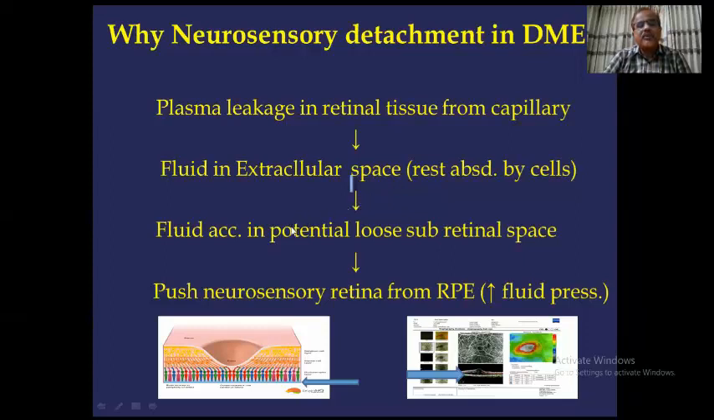When this fluid goes towards the subretinal space to drain out, it faces the tight junction of the retinal pigment epithelium, so it cannot be drained. When there is an excessive amount of fluid in the subretinal space, it pushes the neurosensory retina towards the vitreous interface and causes elevation. Here you can see that the neurosensory retina is detached by means of fluid.